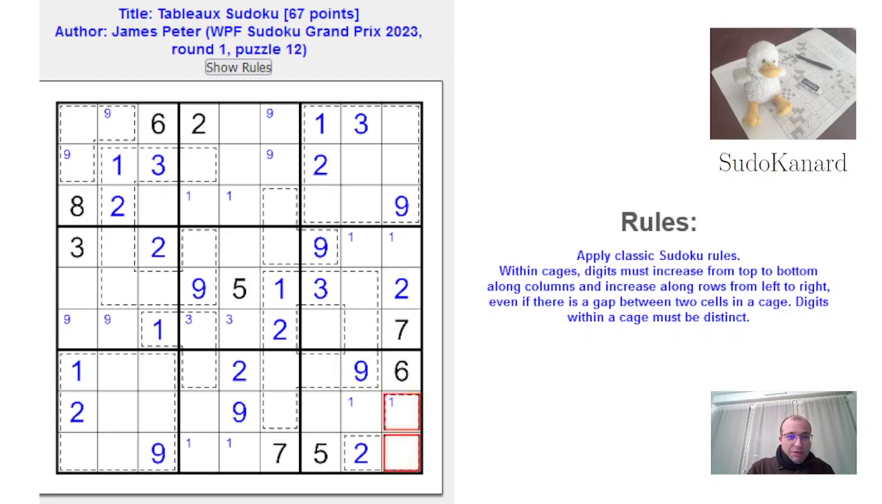So now there must be a 3 somewhere here. If it's at the bottom, then this must be a 1. So this is 1 or 3. Now, where is a logical place to look? I'm seeing this 5, which prevents all of those cells from being 5s. So the 5 in the cage is in one of two places.